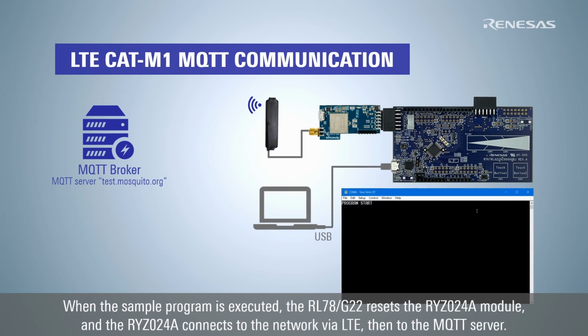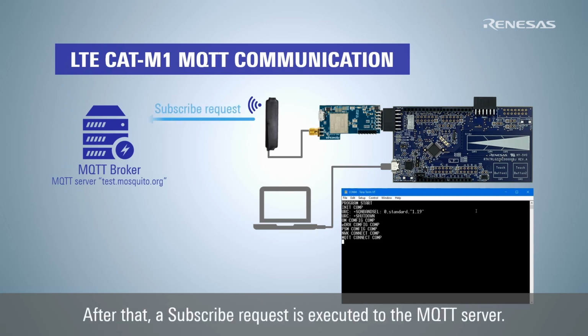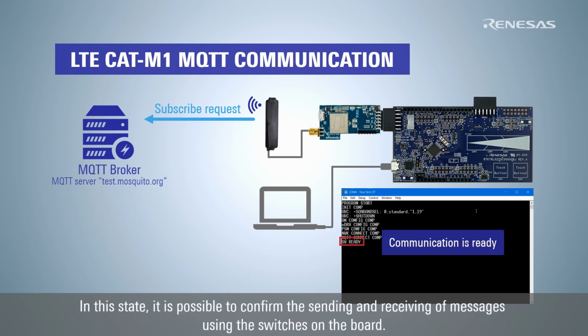When the sample program is executed, the RL78G22 resets the RYZ024A module, and the RYZ024A connects to the network via LTE, then to the MQTT server. After that, a subscribe request is executed to the MQTT server. In this state, it is possible to confirm the sending and receiving of messages using the switches on the board.